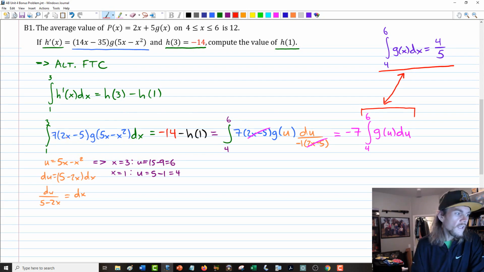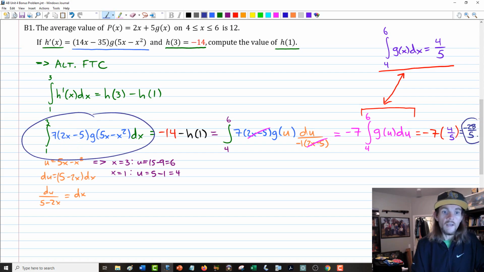So what we've just shown is that the integral we were trying to find is equal to negative 7 times the integral from 4 to 6 of g of u du. That's going to be negative 7 times our value up there, which was, if memory serves, 4/5. So based on all this information, we've just shown that this entire integral is equal to negative 28 over 5. So recapping, this is negative 28 over 5.